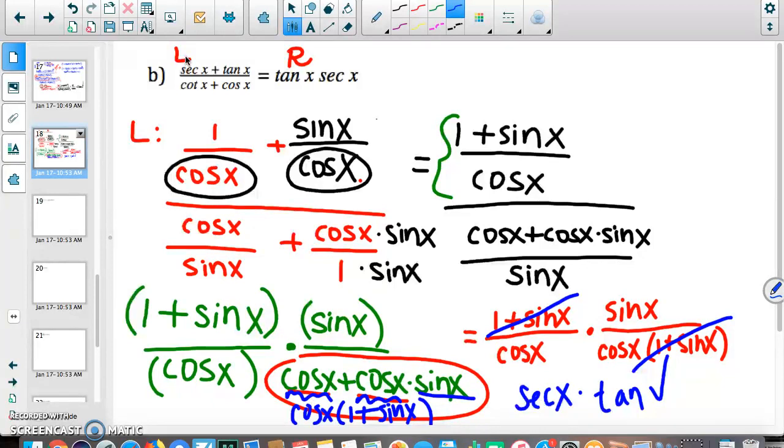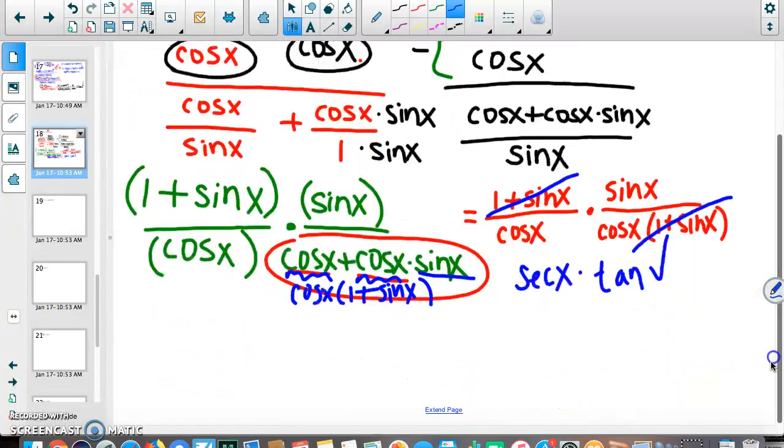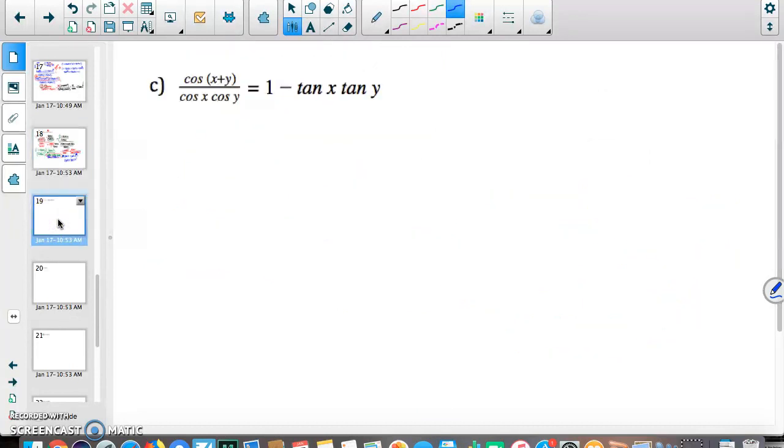I mean it's flipped, but multiplication order doesn't matter, so we can easily write this as tangent times secant, and now it looks exactly the same as our right side. I would not take off points if you kept it like this, because it's pretty obvious that multiplication, the order does not matter. Whew, that was a doozy. Basically, common denominators and factoring. So part C is going to be challenging if you do not have your identity sheet out.